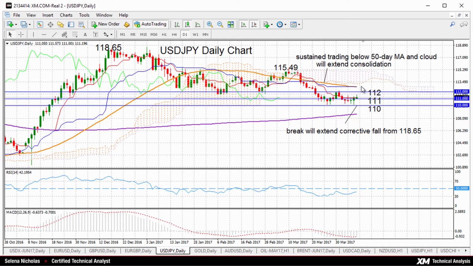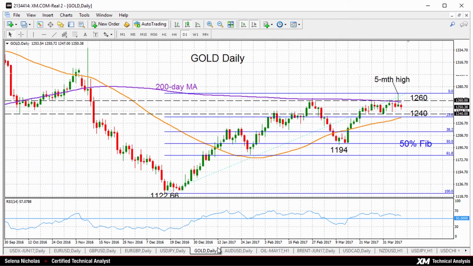Otherwise, any sustained trading below this 50-day moving average, which is also below the cloud, we can't see a shift in the bias. Now let's take a look at gold. So we're on the daily chart, and we could see very short term, gold is neutral, capped by the 200-day moving average. It's been horizontal for a while now, and it's acting as a very strong resistance level. It's close to the 1260 level.